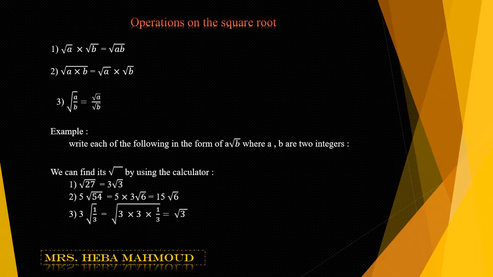Number 3, 3 times the square root of 1/3. We will take 3 inside the square root, because this number is a square root, so we will take it 2 times: 3 times 3 times 1/3, which is 1... √3. Or we can write it on the calculator, 3 times the square root of 1/3, which is √3.